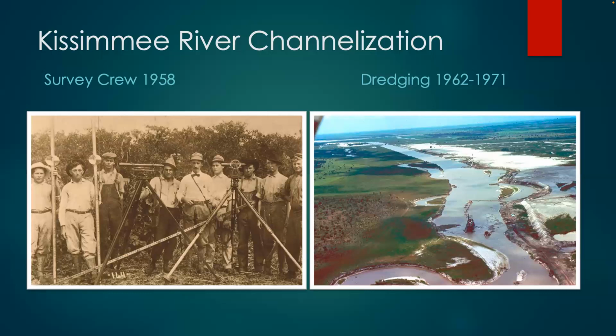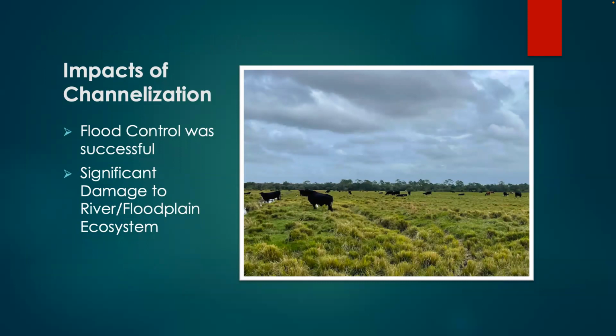So the impacts from that. Flood control was successful. And again, this was the public's outcry. The Army Corps answered, we got this. We know how to do that. So it was successful. It did dry out the land. Unfortunately, it did dry out the land. So there was significant damage to the river and floodplain wetland ecosystems. This picture here is of the cattle, because that was the floodplain. Those are the cattle on the floodplain that is no longer there because of the canal.